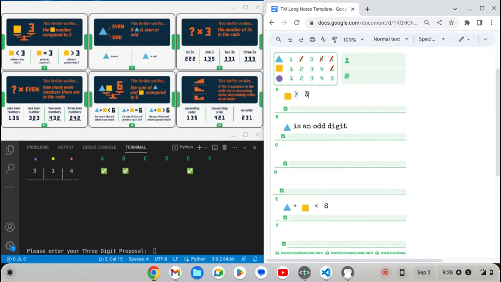And since square should be less than 3, that means we can cross out some additional numbers, which are both 3 and 4 for square. So it can't be 3 and it can't be 4. And so that means that square has to be 1 or 2. And any combination of 1 and 2 with what we have for triangle will all give us sums that are less than 6.